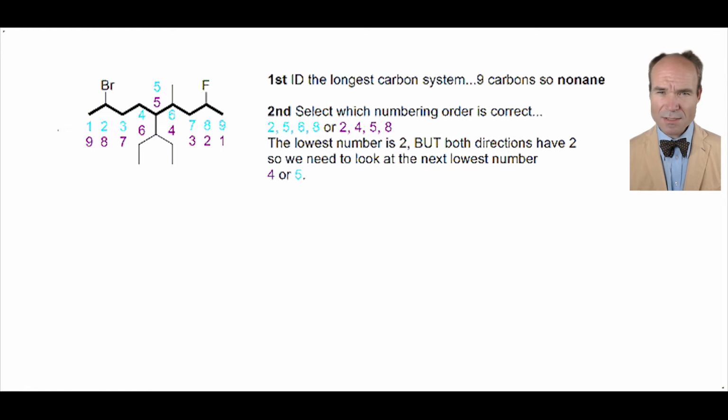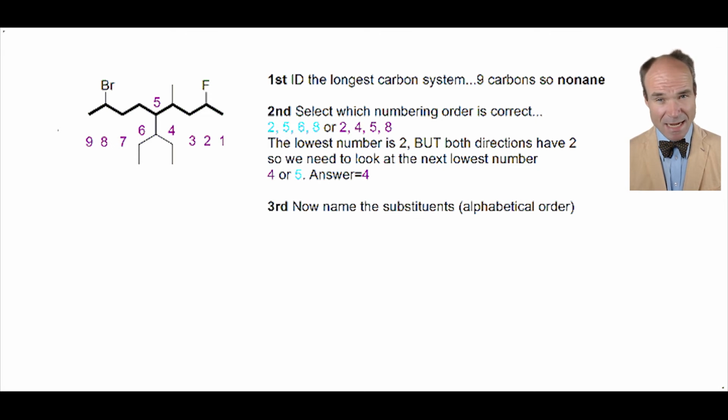Okay, so what's the lowest number? Well, both have 2 for the lowest number. So we have to look to the next lowest number, and that is either 4 or 5. 4 is lower than 5, so 4 wins, and we're numbering from right to left.